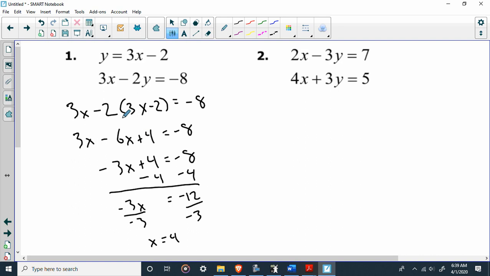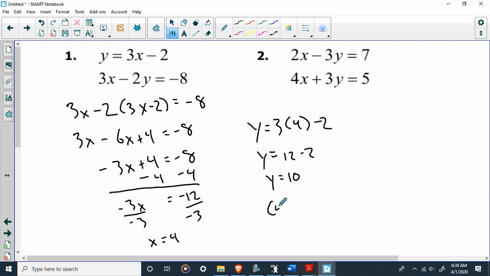To get y, we're going to plug right back in here. y is equal to 3 times 4 minus 2, everywhere I see it. Now I could have plugged back into the other one, but why? This one's tailor-made. y is by itself. y is equal to 3 times 4 is 12, and 12 minus 2 is 10.